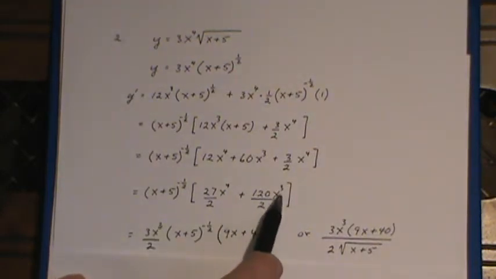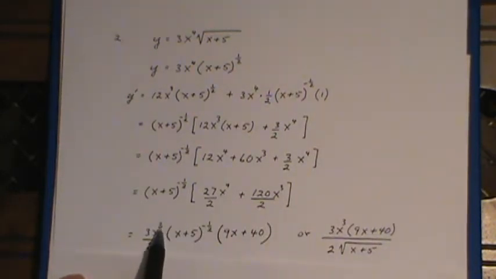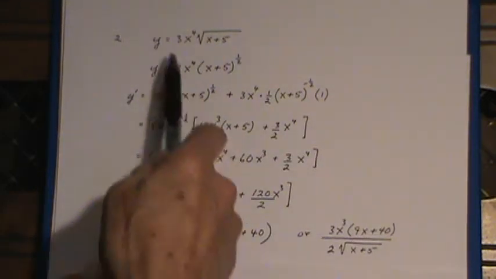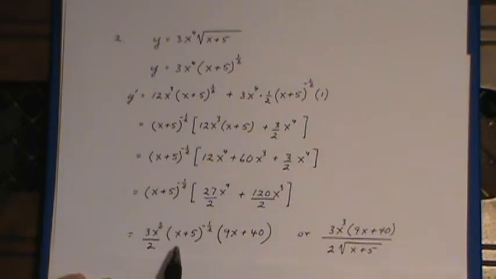Actually, I took out an x to the third as well and brought that out here. And if you want to rewrite this the way we started out, this expression to the negative a half becomes the root on the bottom.